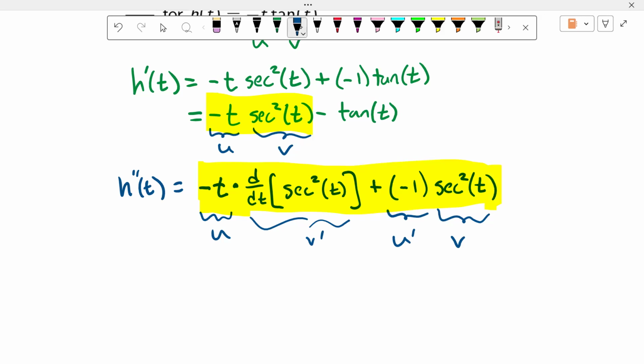Am I done? Did I get h double prime? No. Oh, I don't know the derivative of secant squared yet, but I haven't taken the derivative of this tangent term yet.